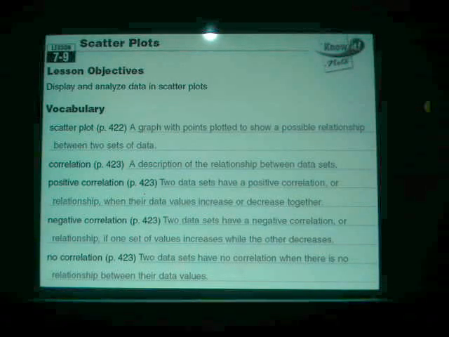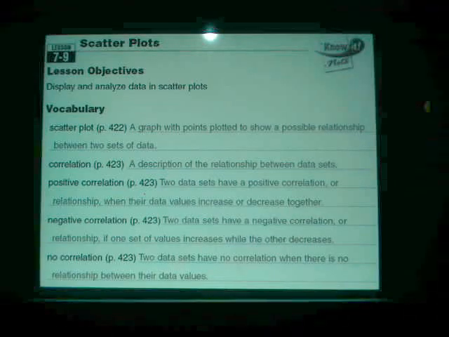Negative correlation. Two data sets have a negative correlation or relationship if one set of values increases while the other decreases.